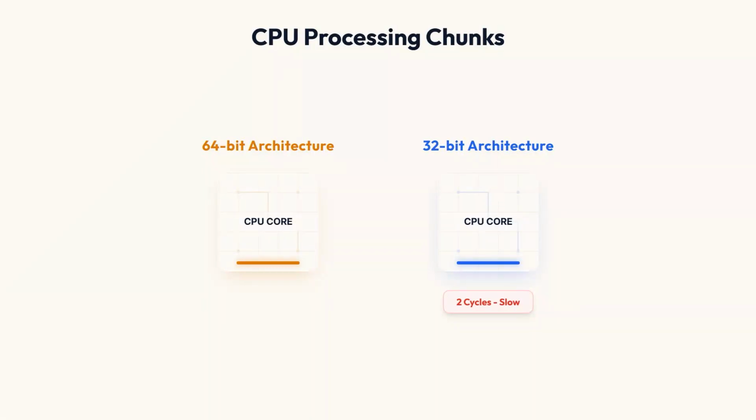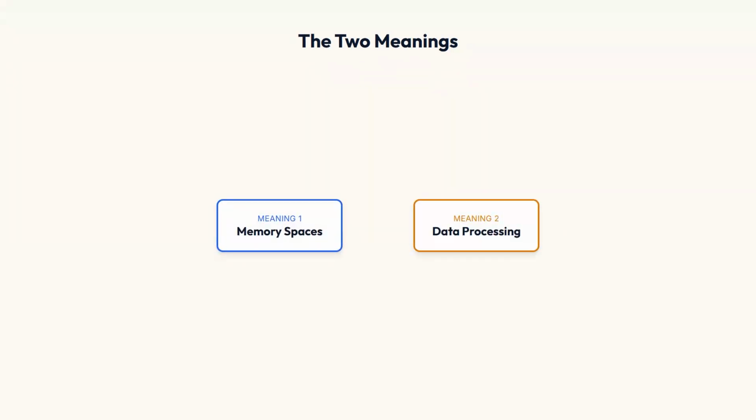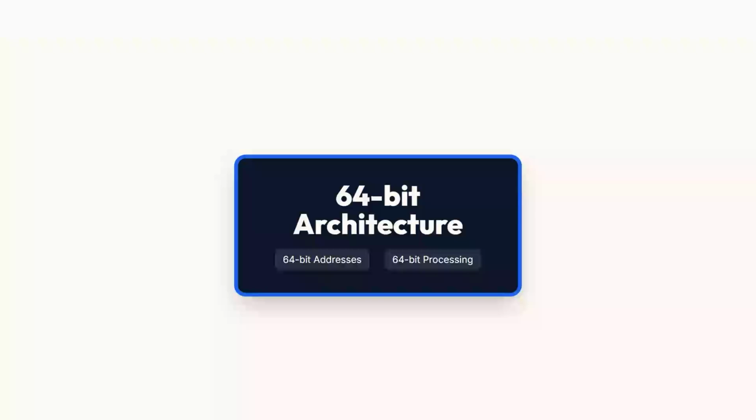And the same thing happens when data moves between memory and the CPU. So when you're working with large numbers, big files, or heavy programs, a 64-bit system needs fewer steps, and fewer steps mean better efficiency. So now we have both ideas clearly. First, memory size, and second, data processing size. And in most modern systems, both of these are 64-bit, so we simply call them 64-bit systems.